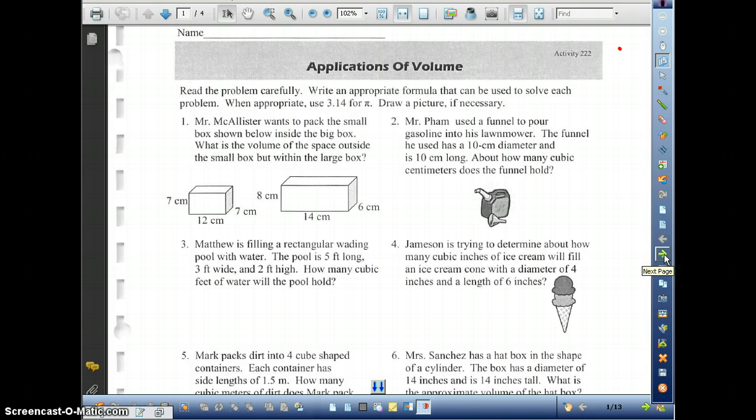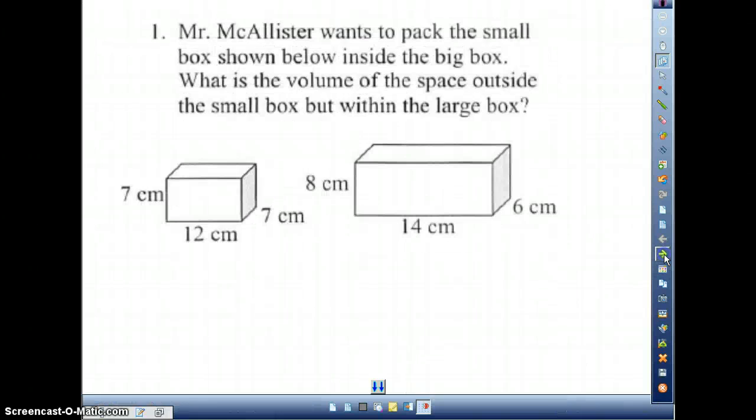I want you to write down the names of the shapes. I want you to write down the formulas and then plug the numbers in. After you do that, then you can use the calculator. First one I want to talk about is this one.